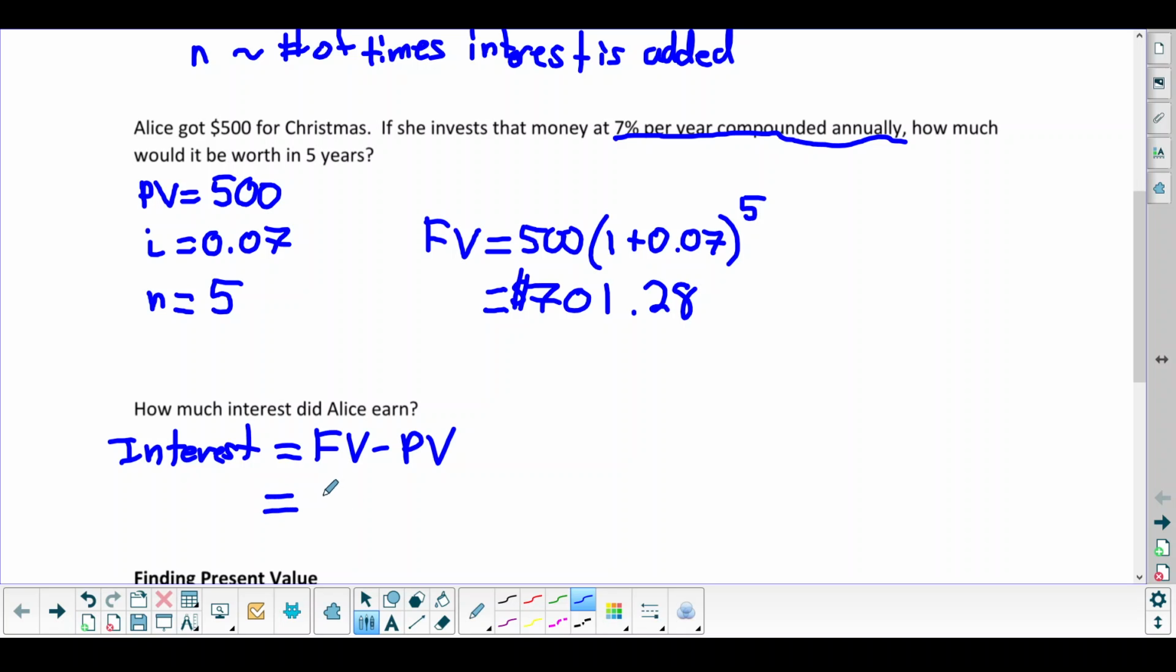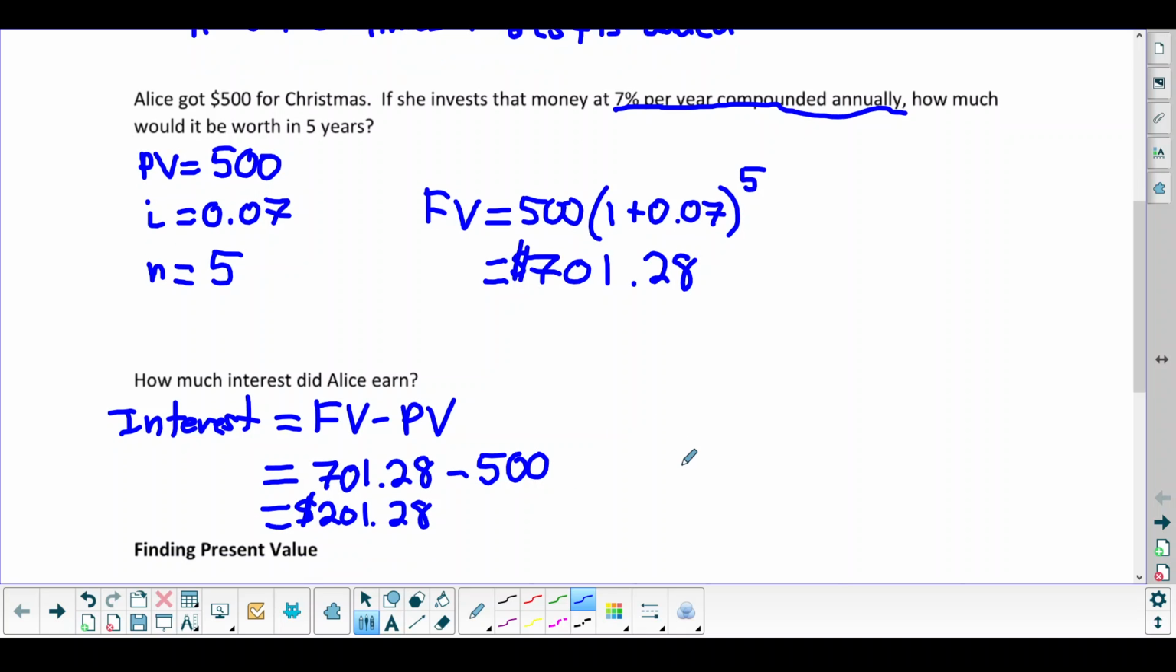Okay, so in this case, it's $701.28 minus our present value, which is the starting investment value of $500. That's $201.28. So that's how much money Alice earned on top of her initial money that she put in.